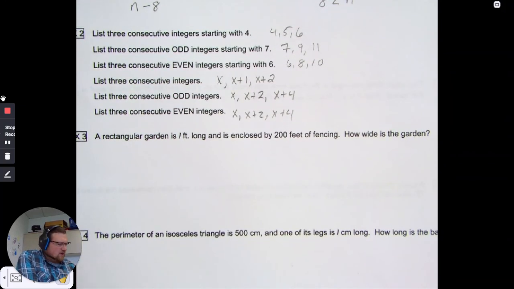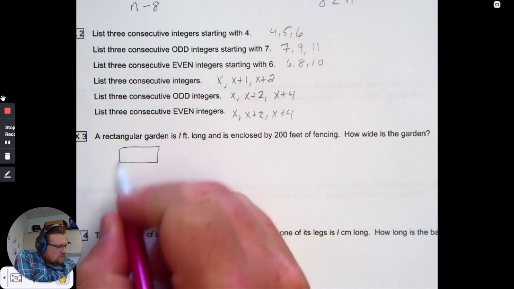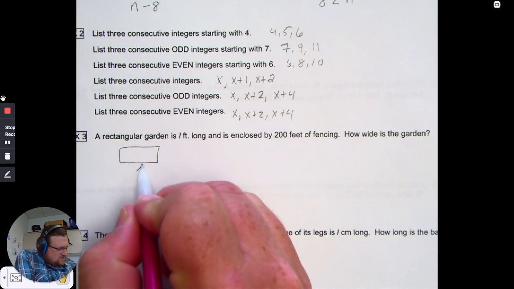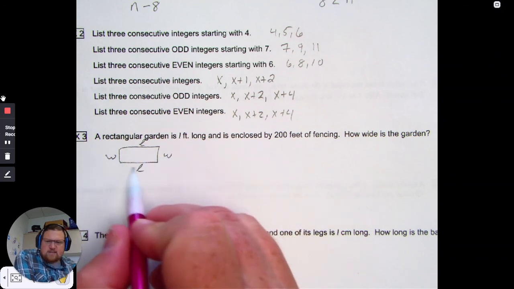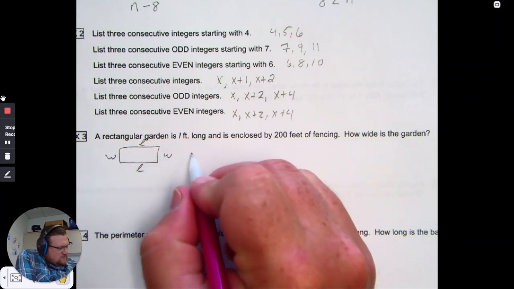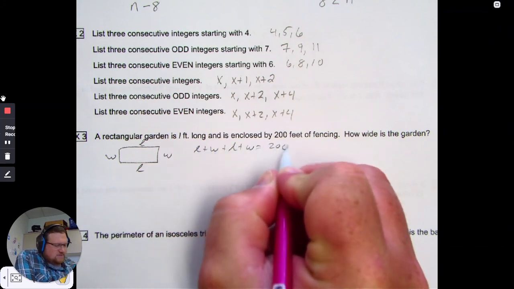Okay, a rectangular garden is L feet long and is enclosed by 200 feet of fencing. What is the width of the garden? So normally we would say that our length is going to be larger than our width. So that's why I drew it this way. So length, length, width, width, right? This has to be enclosed by 200 feet. So L plus W plus L plus W has to equal 200.